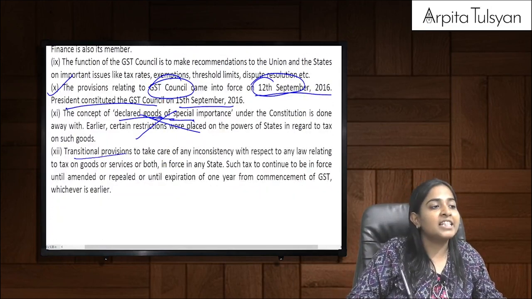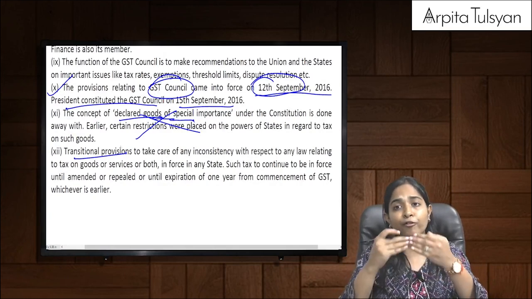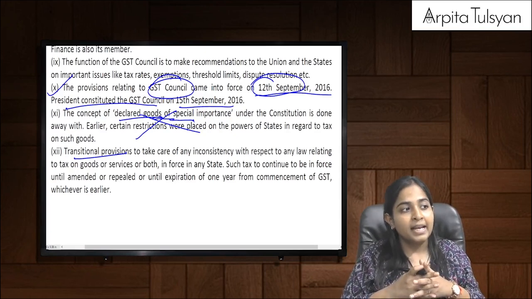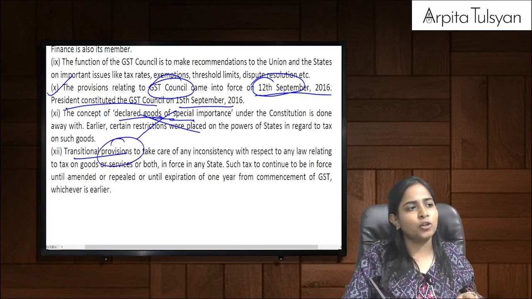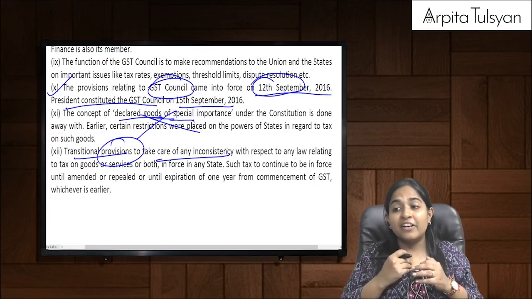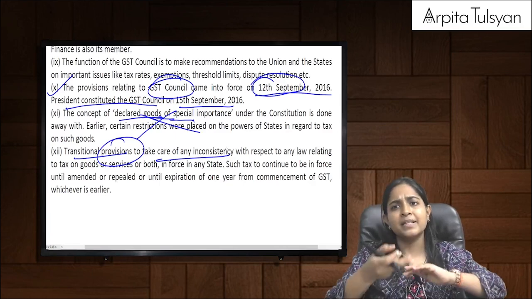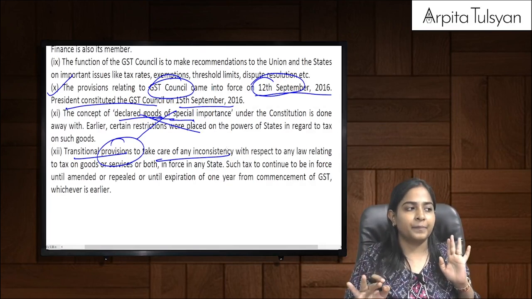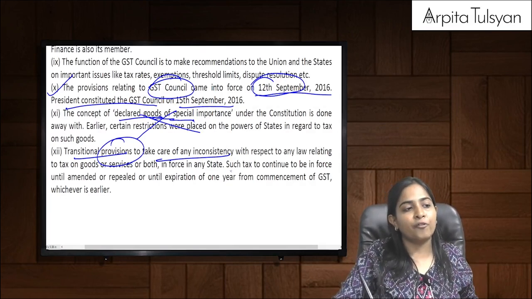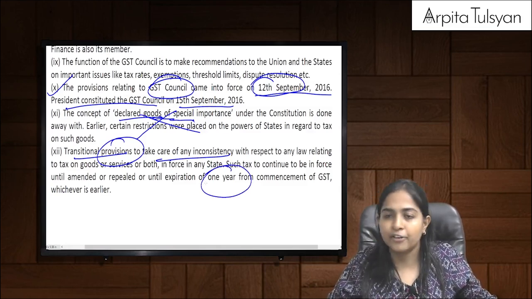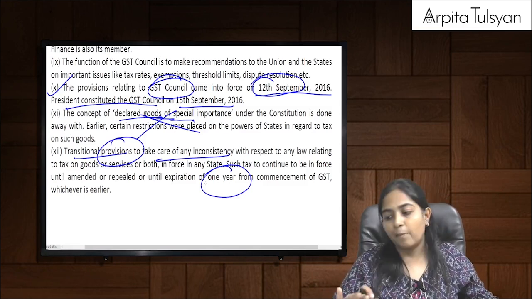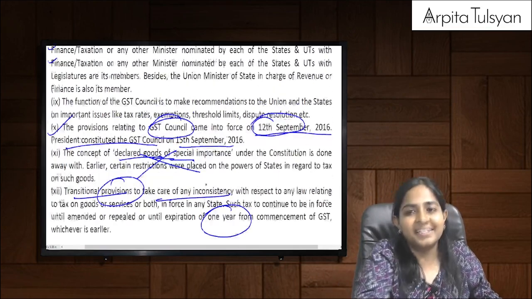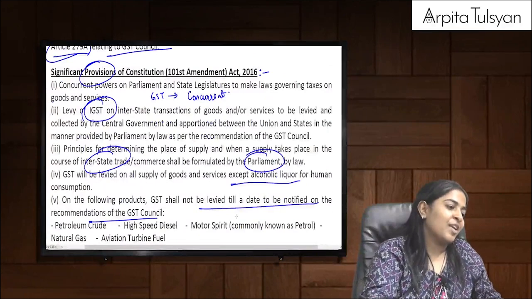One more point: transitional provisions. Whenever we are moving from one law to another, there can be some hardships and some problems. So they have kept some provisions to take care of any inconsistency. When we move from VAT or service tax to GST, some help will be required by the taxpayers, and the government is ready to provide that. For a period of 1 year from when GST started, the government is going to provide you that necessary help. After 1 year, the government says you now have to learn the entire GST. Are you clear till here, everyone?